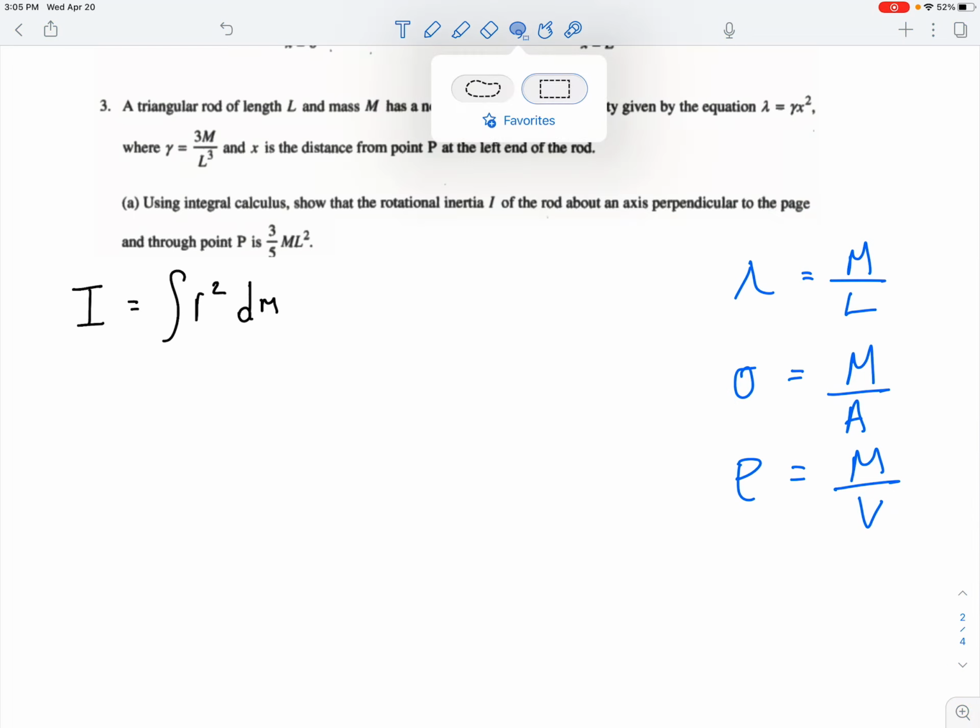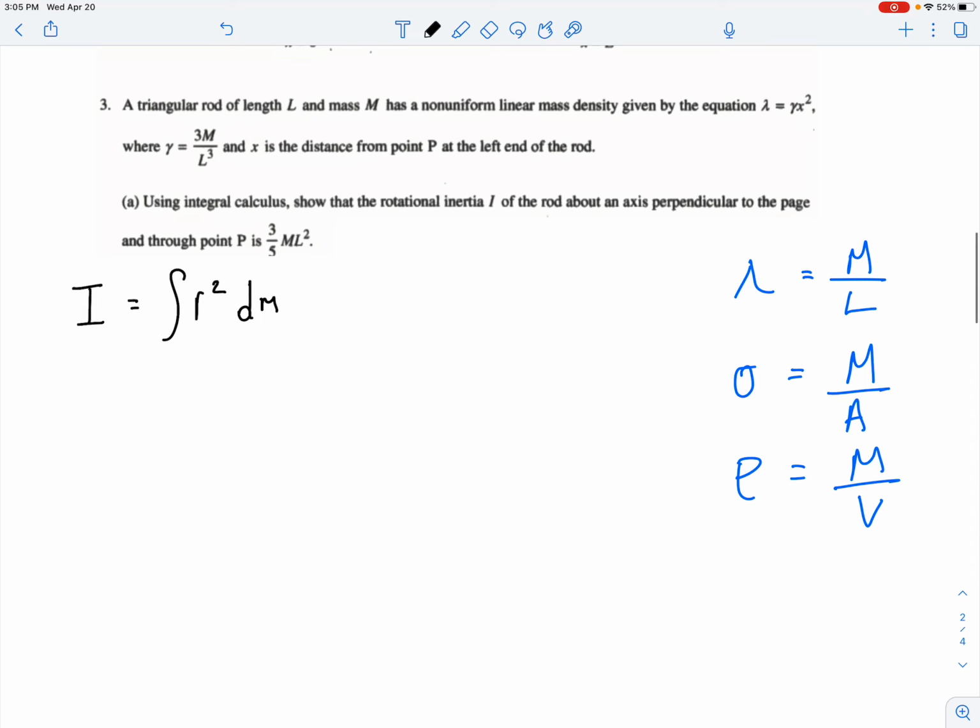So if we're looking at this one, which is saying that lambda is equal to m over L, then I could rewrite this as lambda L, a little l or big L, because they use big L, whatever, is equal to m, right?